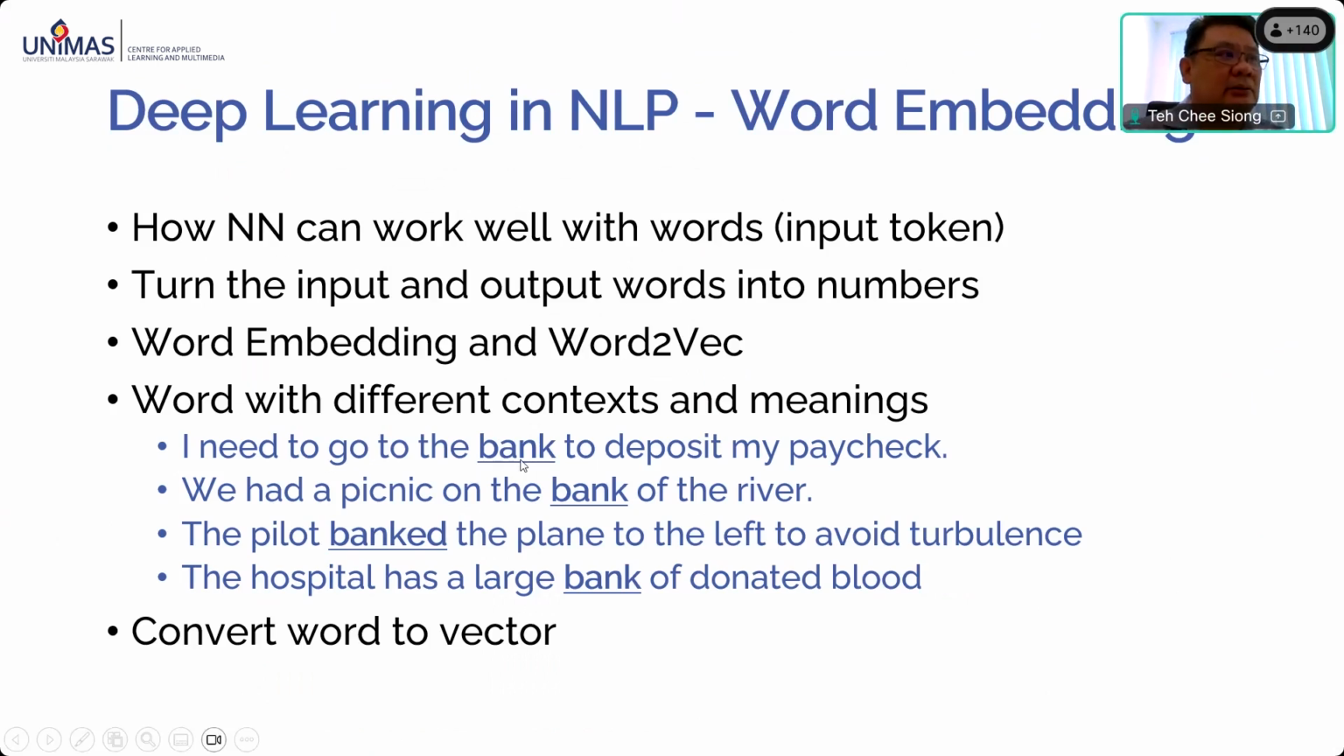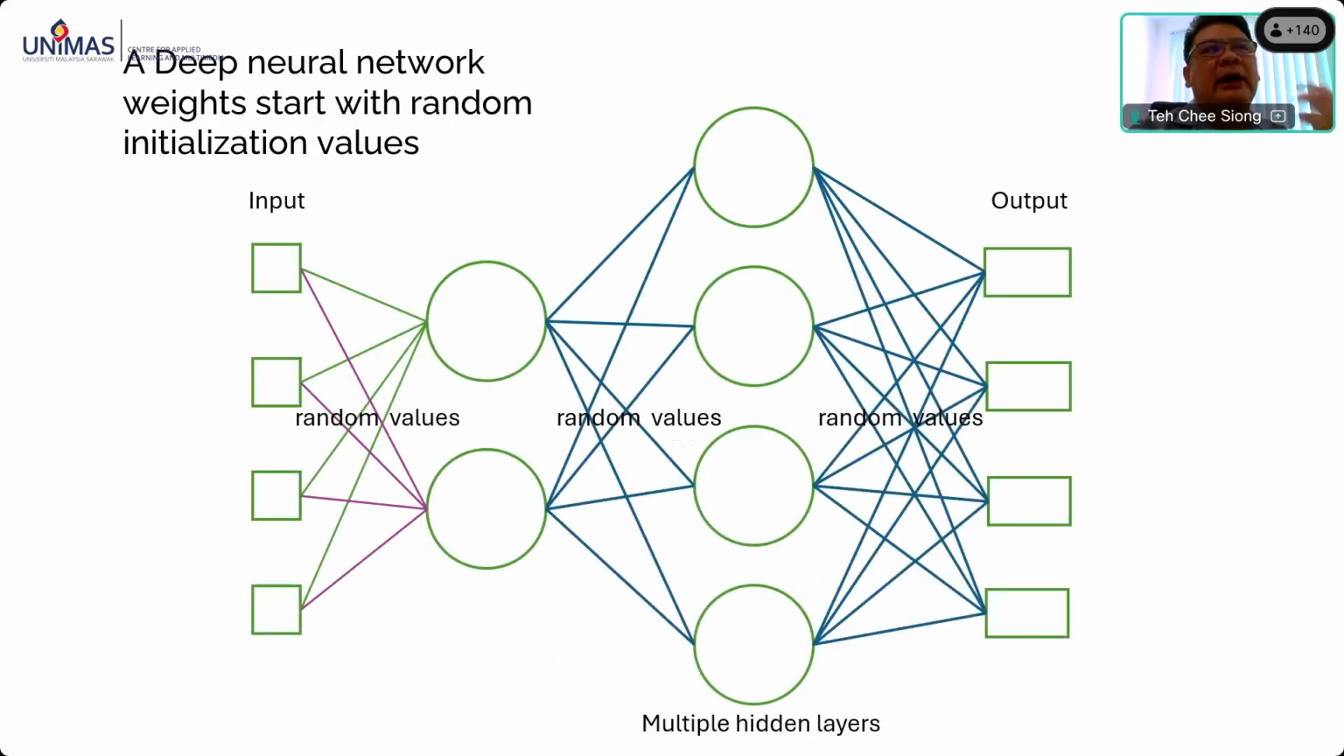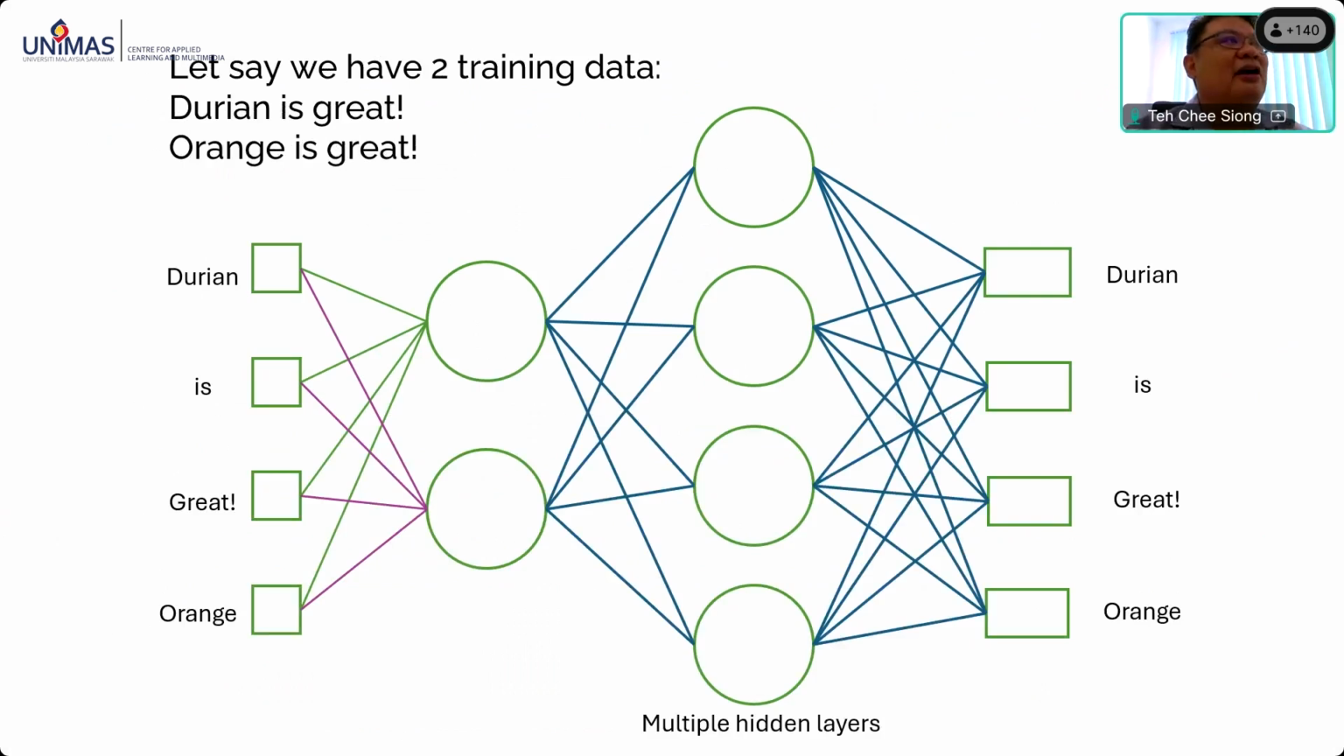You can see the word bank that has been used in English sentences. You want to go to the bank. You want to pin it on the bank of the river. The pilot banked. The hospital has a large bank of donated blood. So you see, this is very challenging, isn't it? So how can we do so? There will be some points, again just a simulation for you to understand how we can turn words into numbers for our neural network. Again, I just want to highlight this is just some idea that you might be able to explain to your students later on in what we call word embedding.